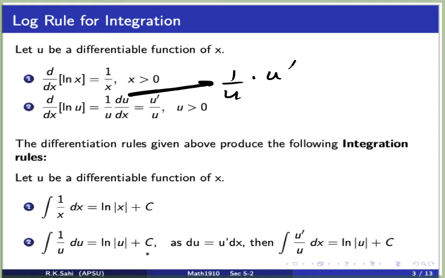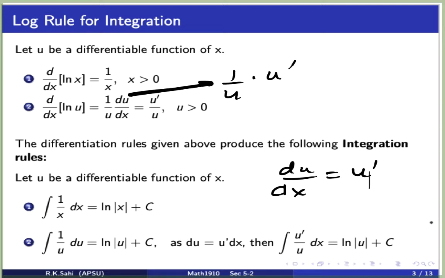Or if you have 1 over u du, then it's natural log of u plus c. Now notice, we use a differentiable function of x. That means du over dx is u prime. Do you see that? So I can write my du as u prime dx, and then it basically gives me natural log of u plus c.